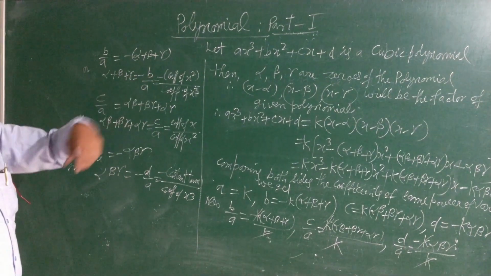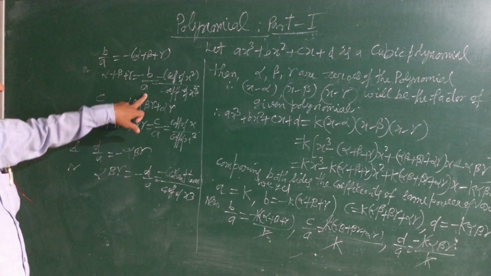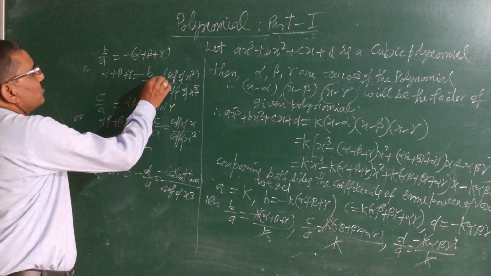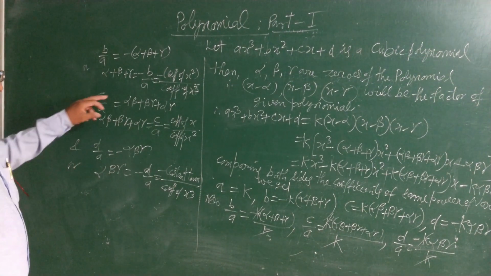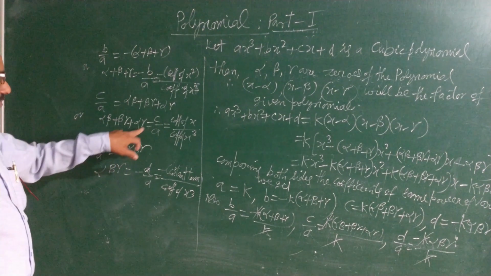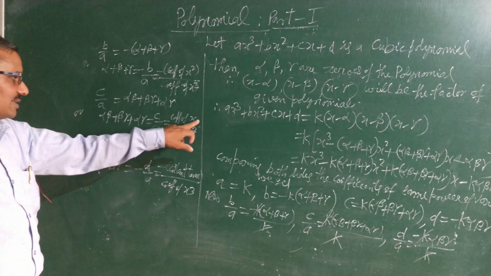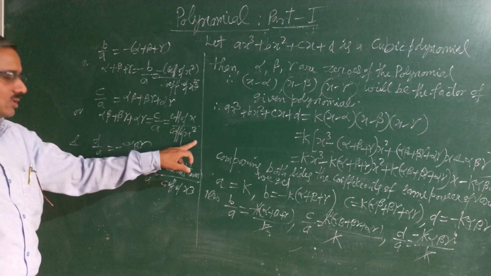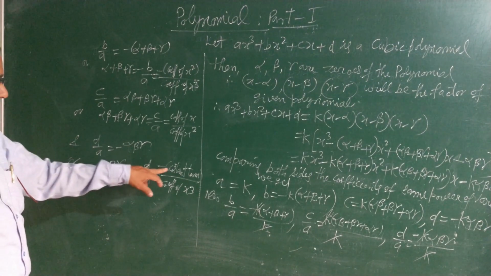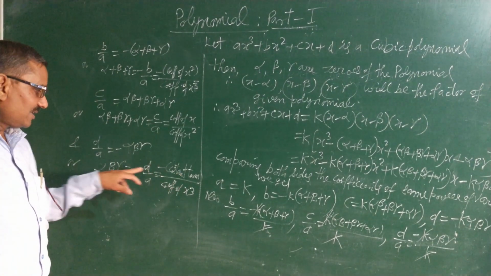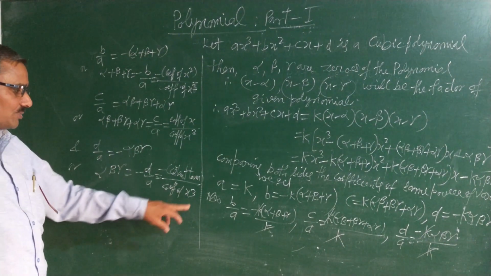So in the case of a cubic polynomial, alpha plus beta plus gamma is equal to minus b upon a, that is minus coefficient of x square upon coefficient of x cube. Alpha beta plus beta gamma plus alpha gamma is equal to c upon a, where c is the coefficient of x and a is the coefficient of x cube. Again alpha beta gamma is equal to minus d upon a, that is minus constant term upon coefficient of x cube.